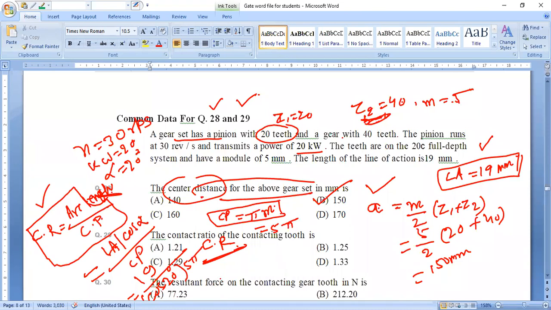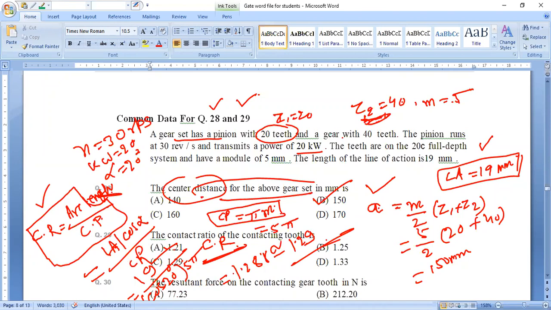Solve करिए इसको कितना आ रहा है। 19 divided by cos 20 again divided by 5 pi. Solve it please. 1.288. So answer is 1.21, 1.25, 1.29, 1.33. So I think option C is right. है ना? 1.29, 1.288. So it is approximated to 1.29. So option C is correct. So this question is also over.